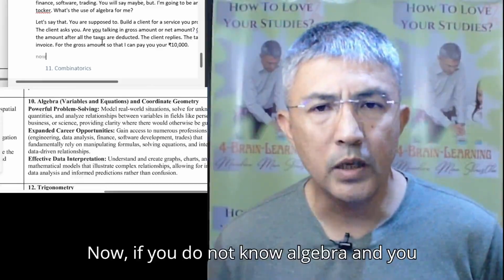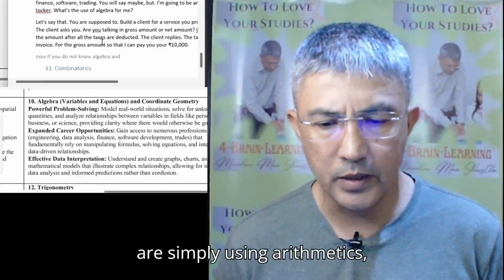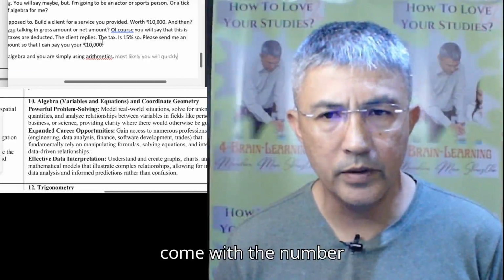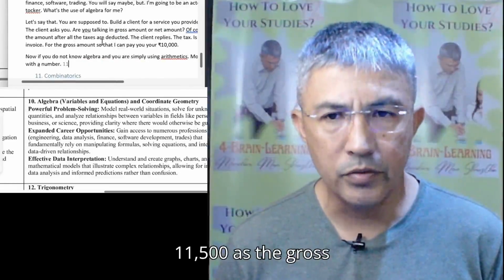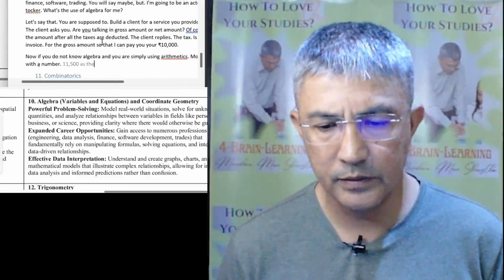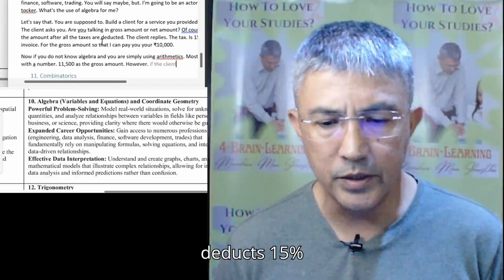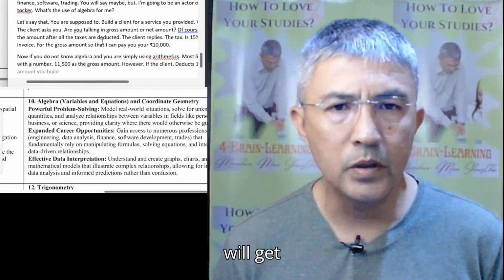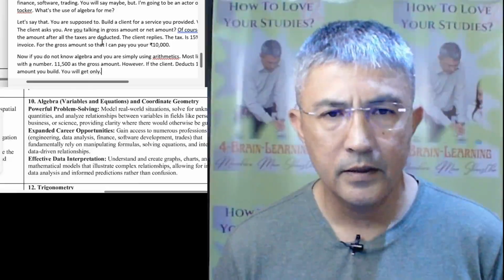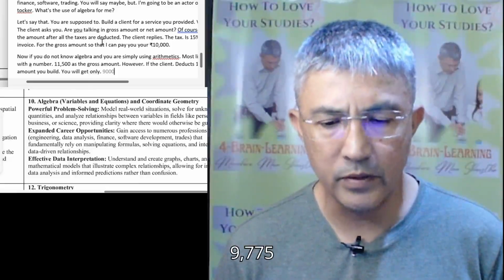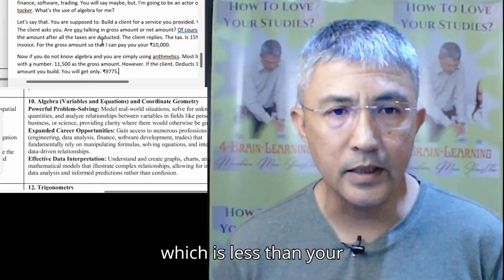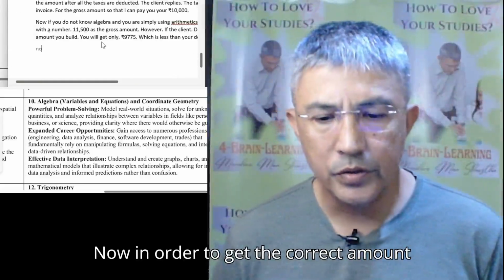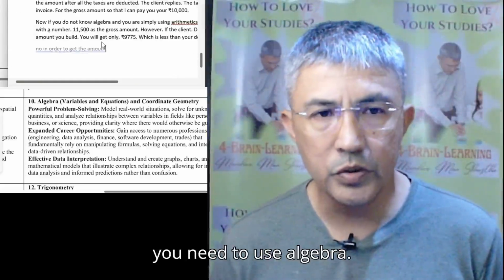Now, if you do not know algebra and you are simply using arithmetic, most likely you will quickly come up with the number 11,500 as the gross amount. However, if the client deducts 15% from that gross amount you billed, you will get only 9,775 rupees, which is less than your desired 10,000 rupees. Now, in order to get the correct amount, you need to use algebra.